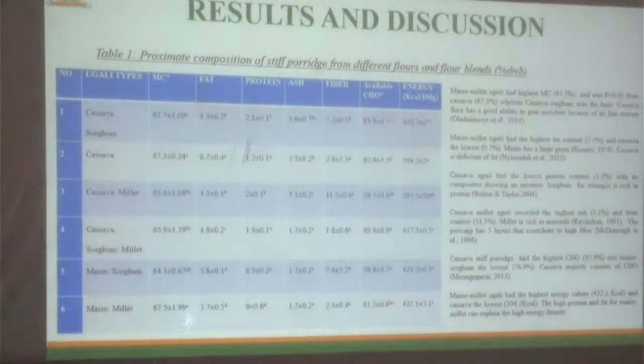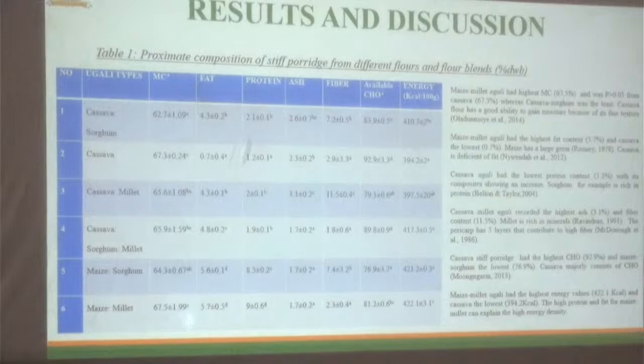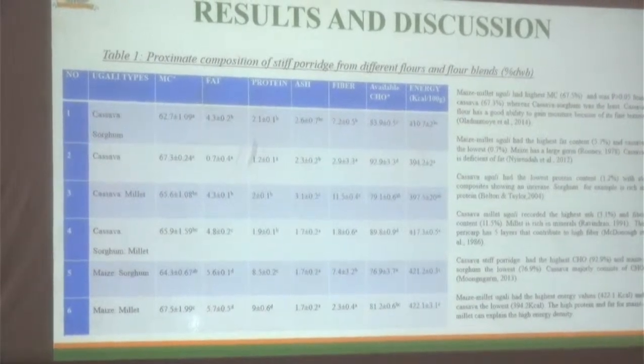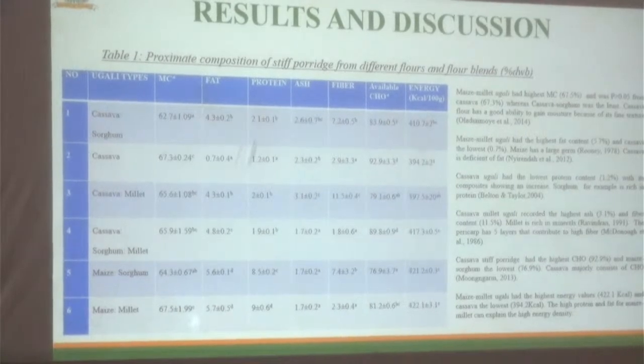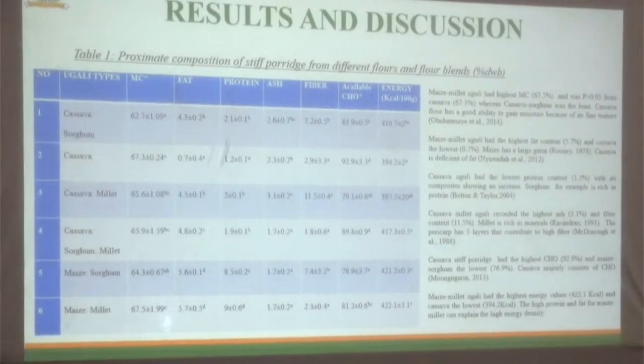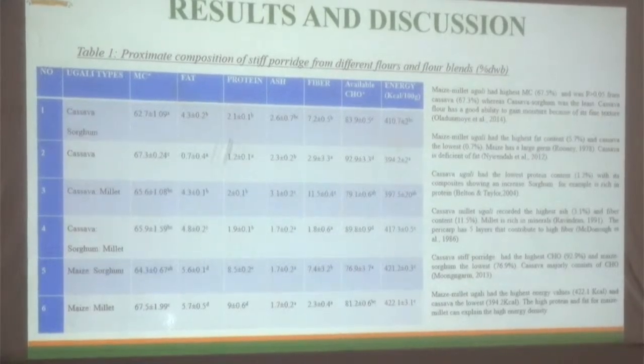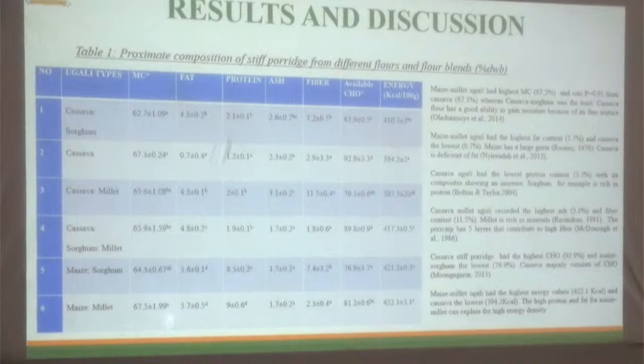And we can see also that as much as maize millet had a high moisture content, with cassava there was no significant difference, and this can be explained by the fact that cassava has a very good ability to gain moisture because of its fine texture.